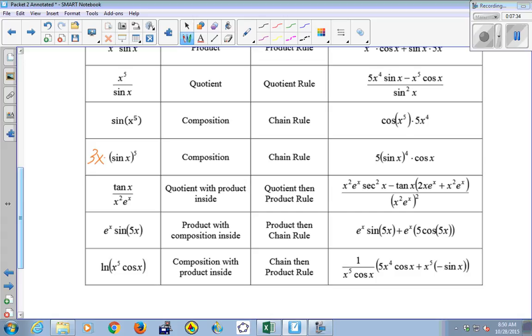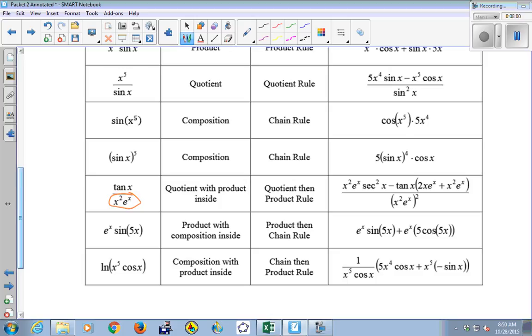That's a good question. So those are the kinds of problems we're going to work on today, where you have to use multiple rules in one problem. Like in this next example, tangent of x over x squared times e to the x. So this is a quotient and a product. There's a product within the quotient. So I would start with the quotient rule, but when you get to the derivative of the denominator, you're going to have to use the product rule to take that derivative.